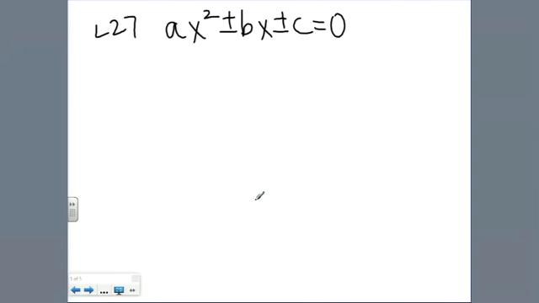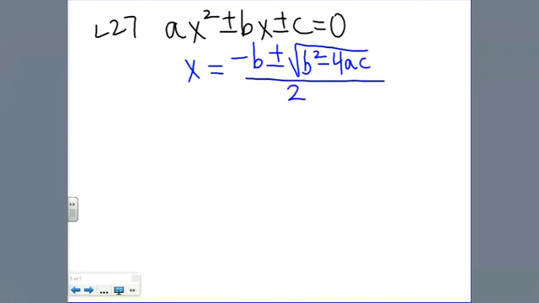And here is the quadratic formula. X is equal to negative b plus or minus the square root of b squared minus 4 times a times c, and that's all over 2 times a.